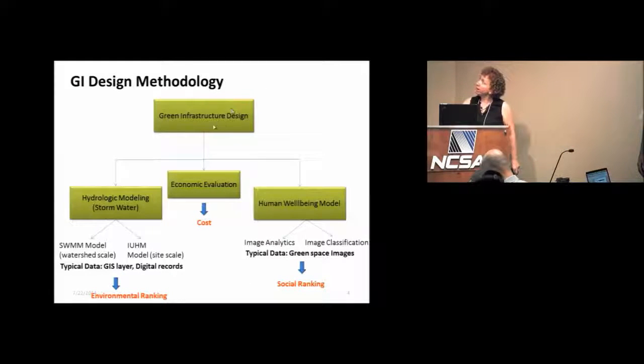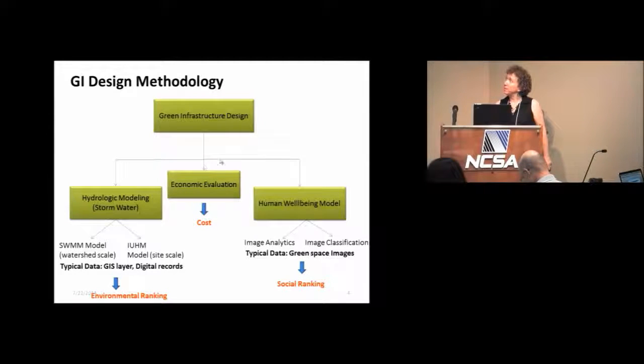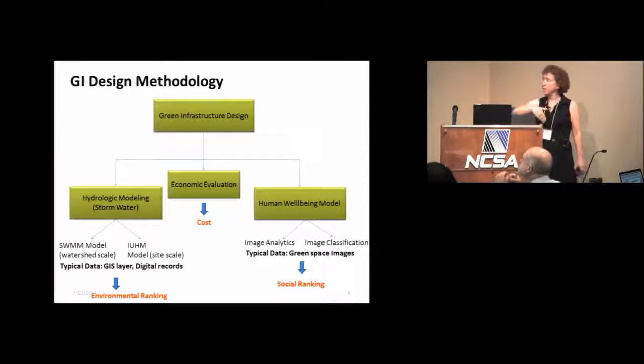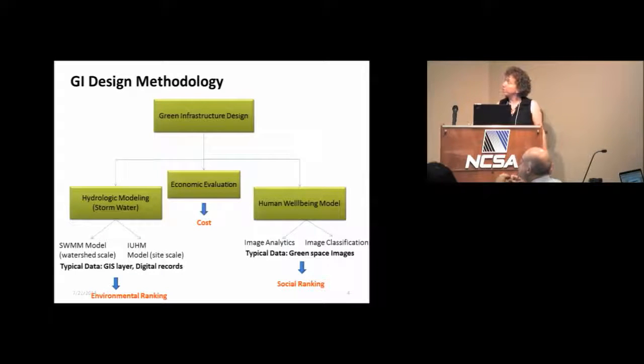So we're thinking about green infrastructure design from 3 perspectives in this project. One is hydrologic modeling, which is the stormwater piece, the cost piece, which is always important in any kind of project, and the human well-being. And we're creating models of these pieces that we'll then use to create different rankings and then come up with designs and look at the trade-offs amongst how we address people's needs versus the environment's needs, and also the cost issues.